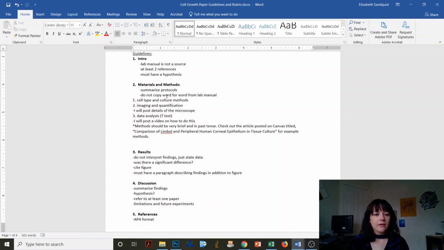Right? And the methods should be very brief. Most people make them too long, so don't kill yourself with the methods. A lot of times I had to tell people to take stuff out, take stuff out. So before you even start writing your methods, look at this example paper that I've posted online. They have an example of how to write the methods for cell culture and also for measuring doubling time. And see how brief they are and try to replicate that.